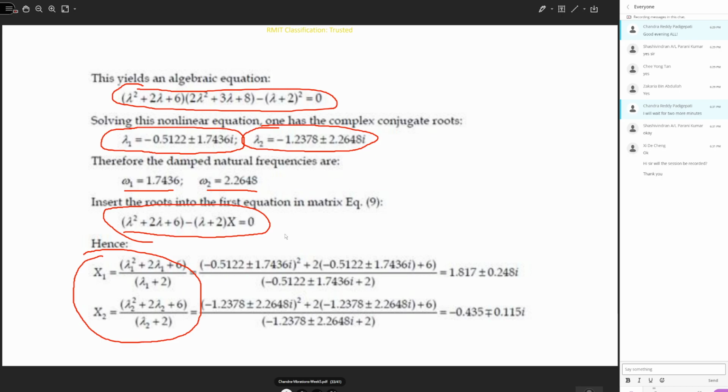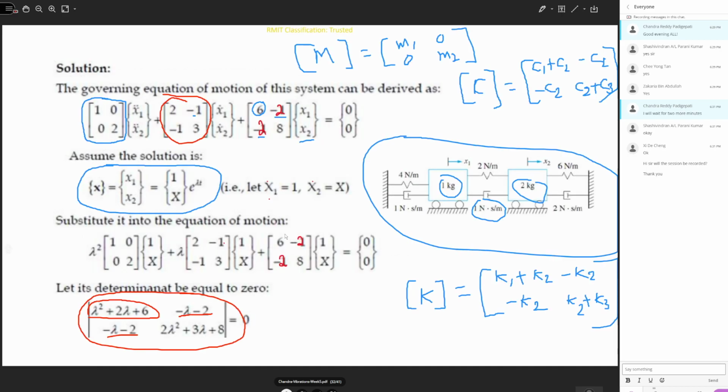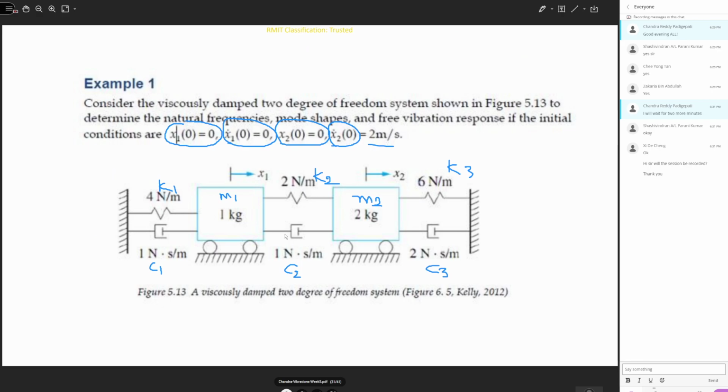So substitute all the values, then you will get the x1 value and x2 value in complex number notation. Okay, so this is how you can solve a question. Is that clear?